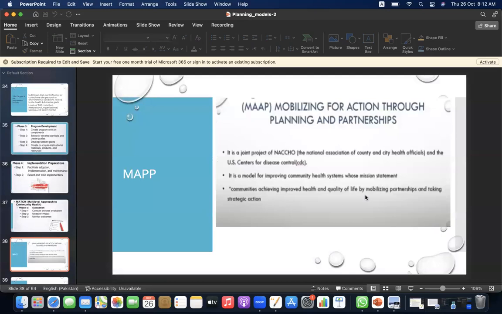Now, the MAP model here. MAP is basically mobilizing for action through planning and partnerships. It is a joint project of the National Association of County and City Health Officials and the US Centers for Disease Control. It is a model for improving community health systems whose mission statement is communities achieving improved health and quality of life by mobilizing partnership and taking strategic action.